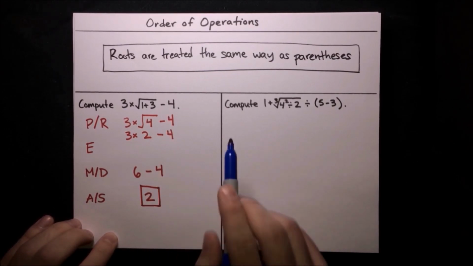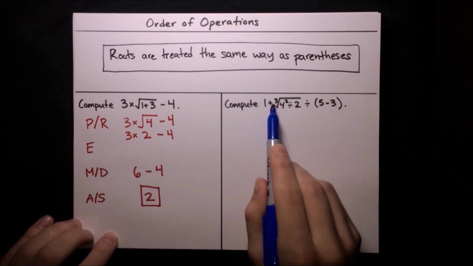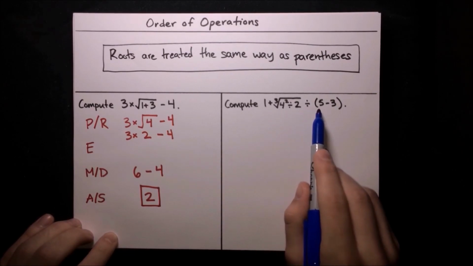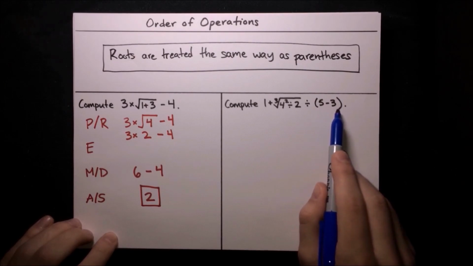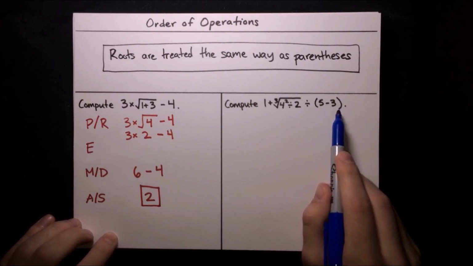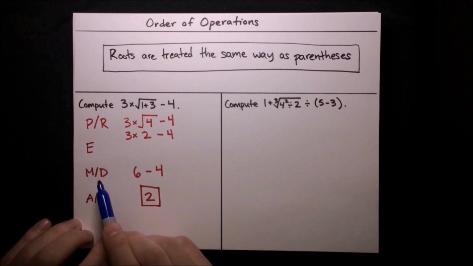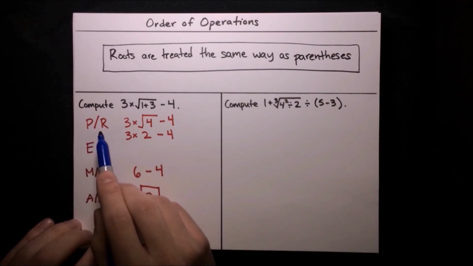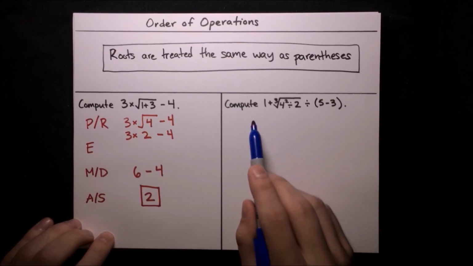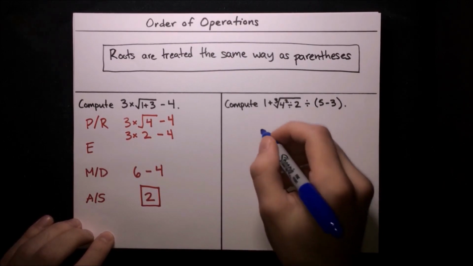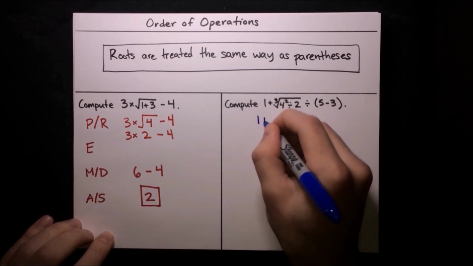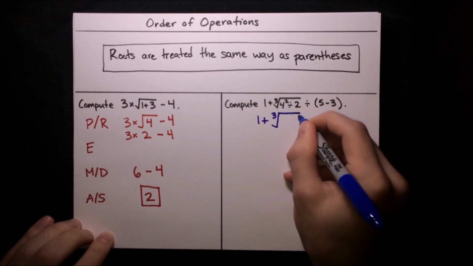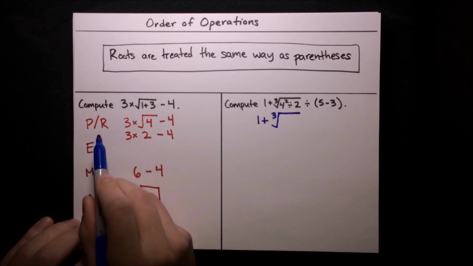All right, now let's tackle the next one. Compute 1 plus the cube root of 4 squared divided by 2 divided by the quantity 5 minus 3. All right, so for this one, we're going to refer to the order of operations again, first starting with parentheses and roots. So let's go ahead and evaluate parentheses and roots going from left to right. So let's write this down again. This is 1 plus the cube root of, well, we should evaluate what is inside of this root.